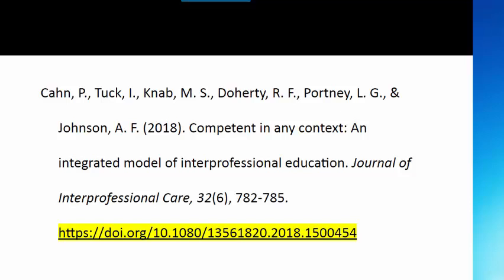And finally, last point about DOIs, and something that is also new for the 7th edition. If you could not find a DOI for an article, simply leave it out. You no longer need to substitute the web address. You simply leave it blank.